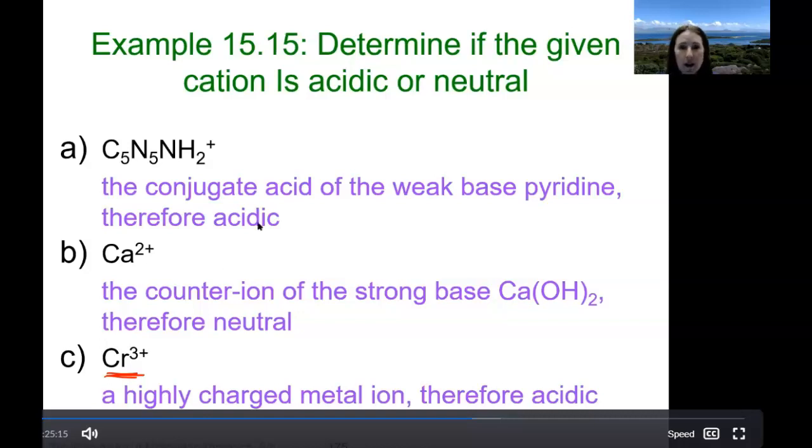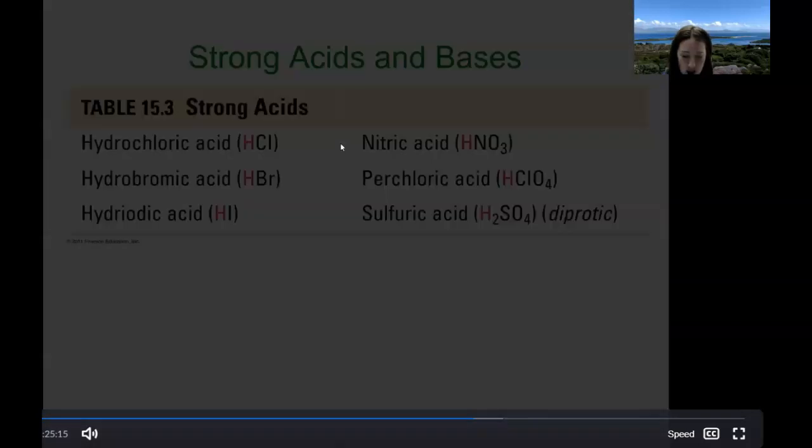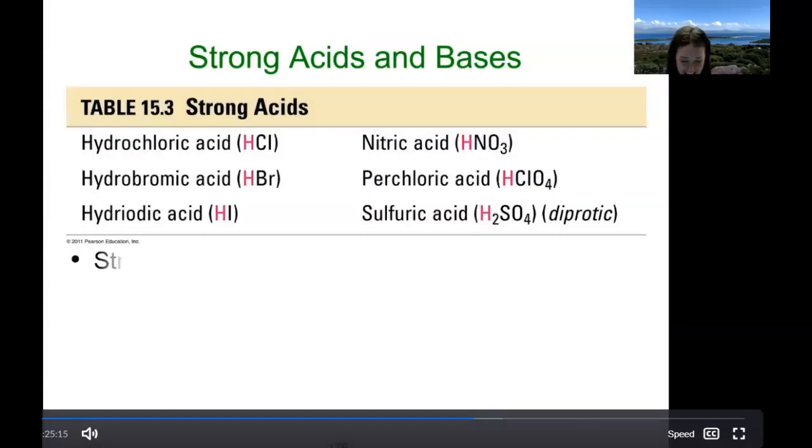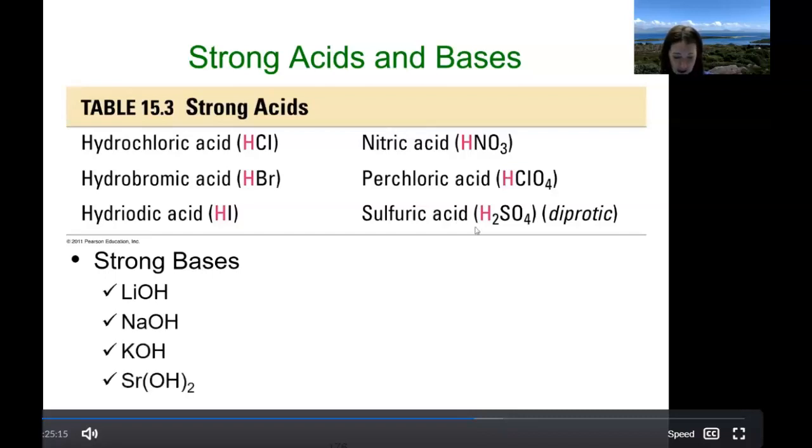Okay, so now, this slide I think is very important. Strong acids and strong bases. We need to remember these strong acids and strong bases. So again, memorize these. Everything else is weak. We're pretty good with the acids. Perchloric is the only one that might get us, but otherwise we're good. We're pretty good with these acids because we've used these enough now.